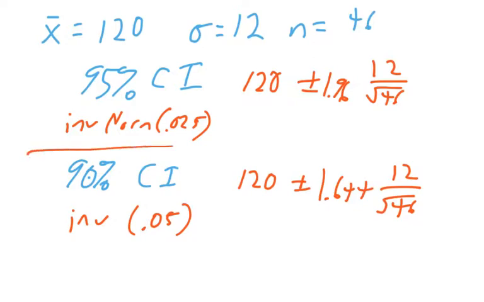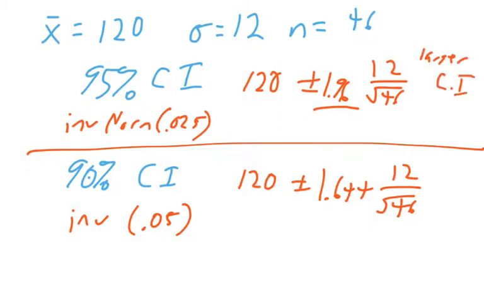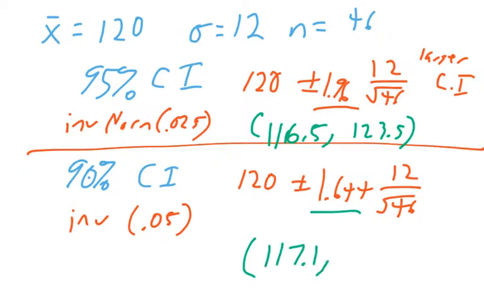And so when we come up with the calculations, we will get a confidence interval for each one of these. If you notice, this number is bigger, which means we will have a larger confidence interval. When I did the minus, I got 116.5. And when I did plus, we got 123.5. Now I'm going to do the same thing, except I'm going to change this to be 1.644. So we got 117.1 to 122.9.